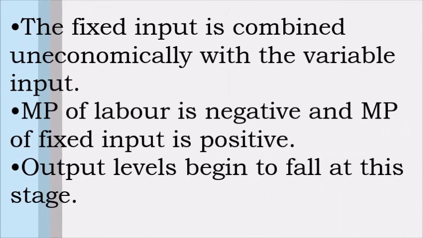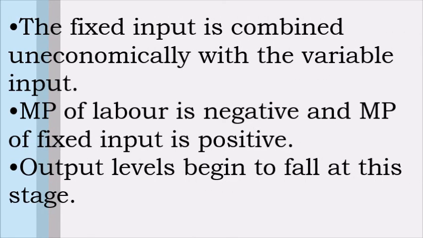The fixed input is combined uneconomically with the variable input. There is too much of labor employed on the same fixed piece of land. Labor is now overstretched. The MP of labor is now negative, and the MP of fixed inputs is positive. Output levels begin to fall at this stage.